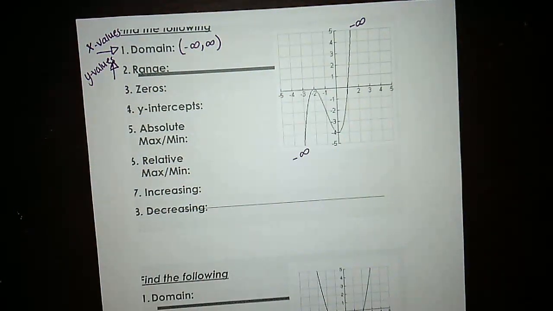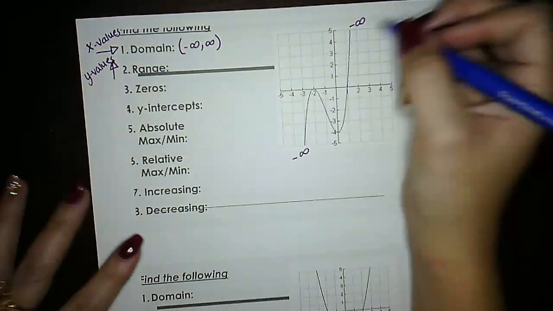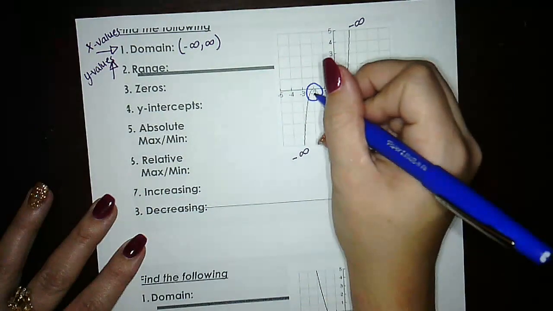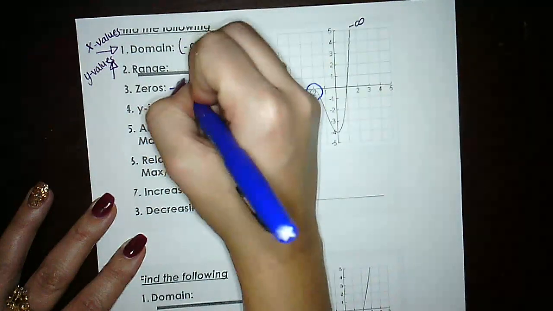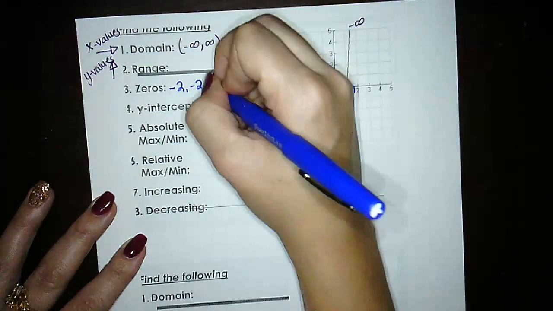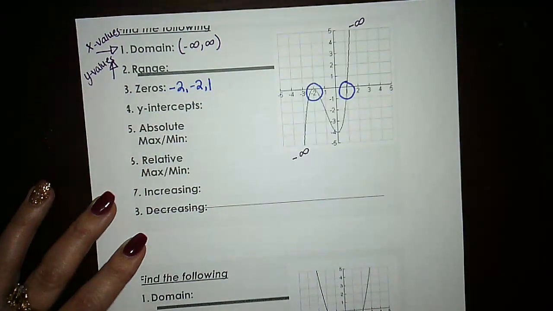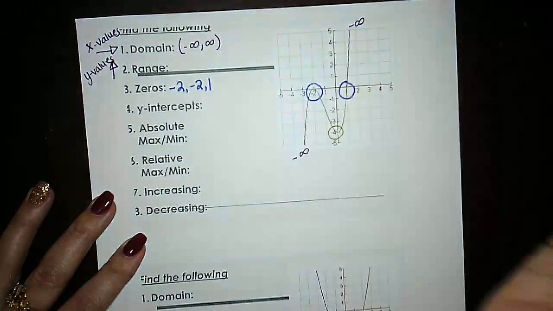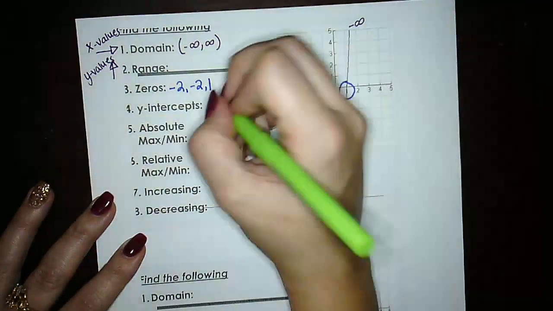My zeros is when it crosses the x-axis, and it crosses here at -2, but it's just touching. So that's going to be 2 of the same solution. And it goes through the x-axis at 1. It crosses the y-axis at -4. If it's an intercept, we want a coordinate point, so it's 0, -4.